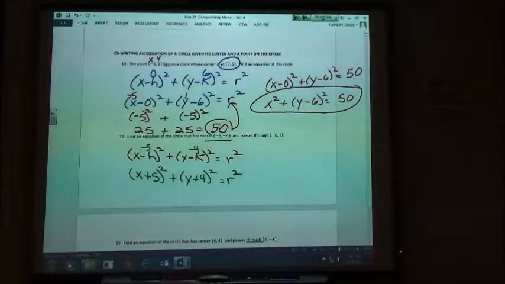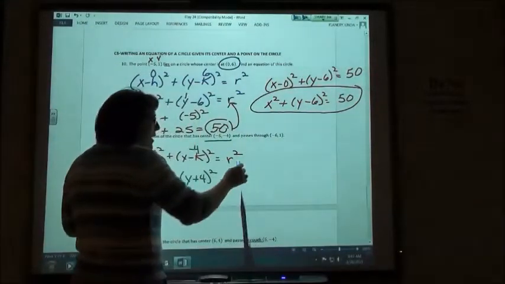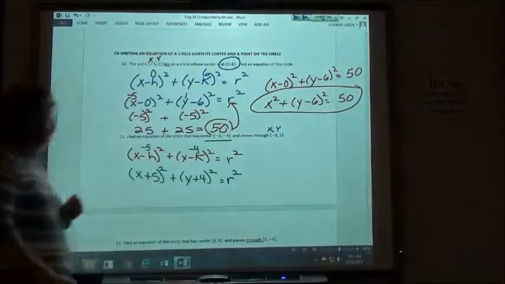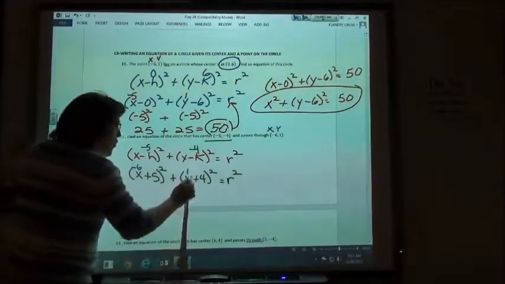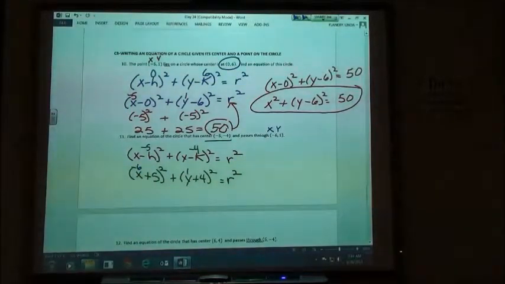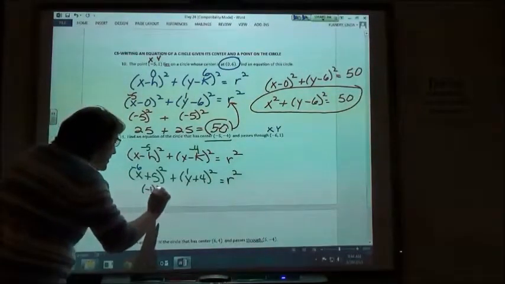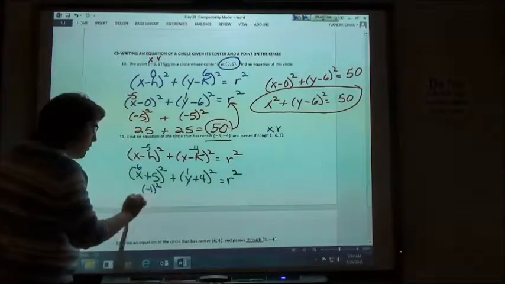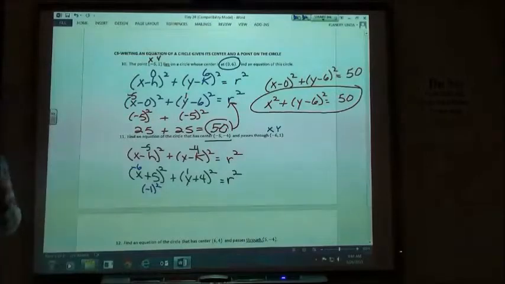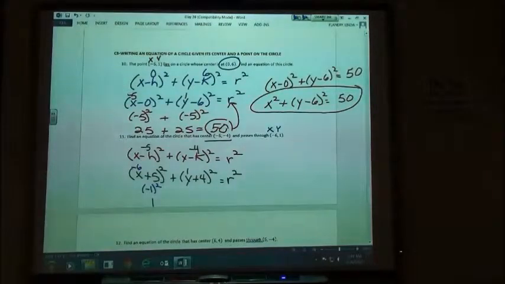Now that we have the center in there, we have to figure out what that r squared is equal to. So we're going to use our other point and put it in for our x and our y. So x is negative 6, y is 1. Negative 6 plus 5 would give me negative 1, and negative 1 squared is positive 1, since negative 1 times negative 1 is positive 1. Make sure you use the parentheses if you're going to use your calculator.